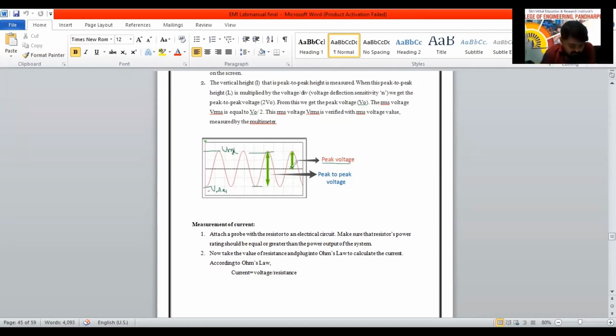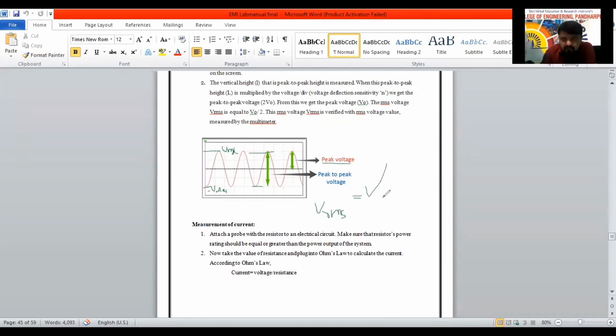So what is the formula for what we call V RMS? All of you have studied it in the first year. V RMS equals V max by root 2, or 1 by root 2 into V max. Yes, you have studied this formula.